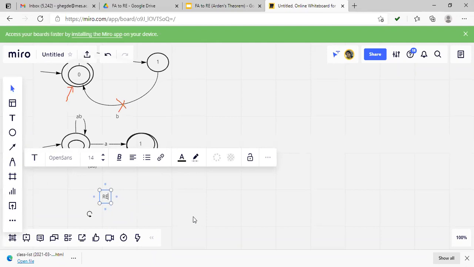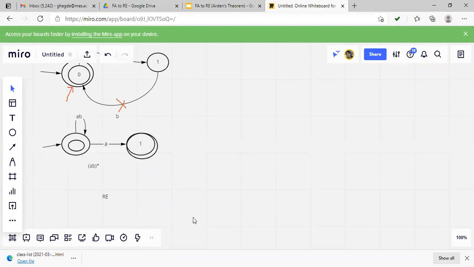Bhushan says it is AB whole star A. Can you people check it again? Yashashri says AB whole star or A. Yashashri, check again.